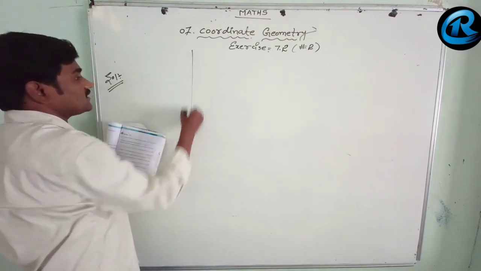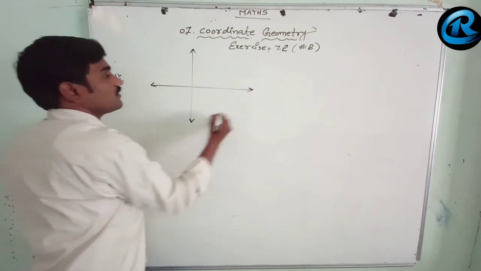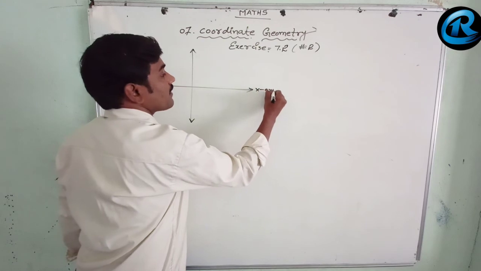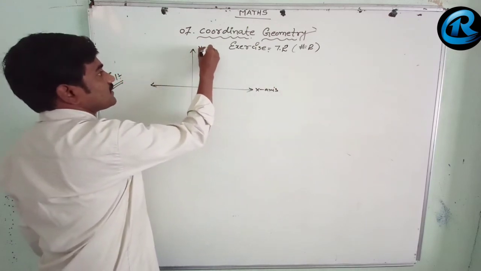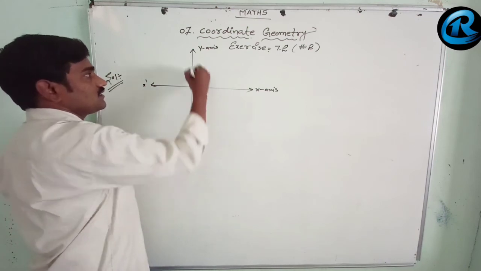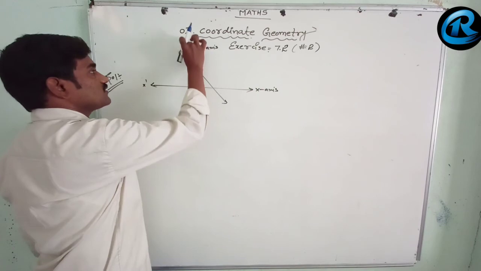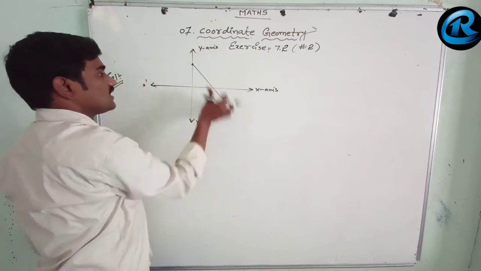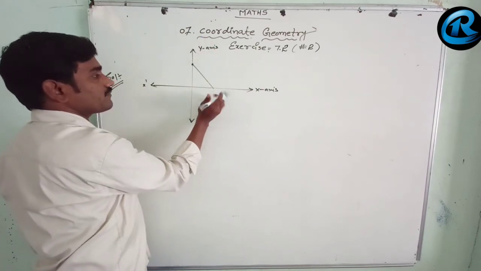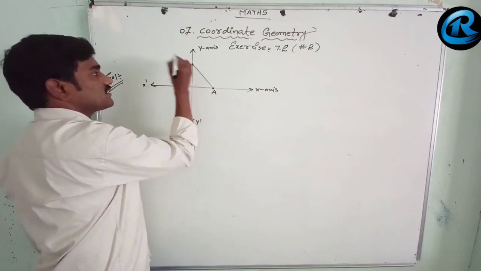So let us see the coordinate axes. Let us draw like this. This is the x axis, this is the y axis. As you know, it is x dash and y dash. Now we will draw like this. See that this is a line segment, suppose AB. It meets the coordinate axes at A and B.